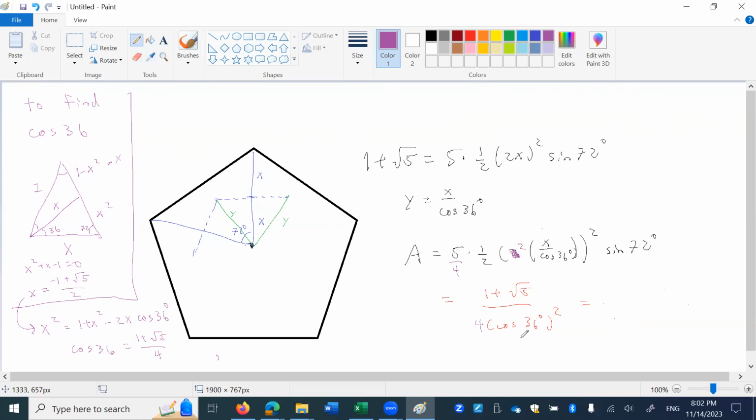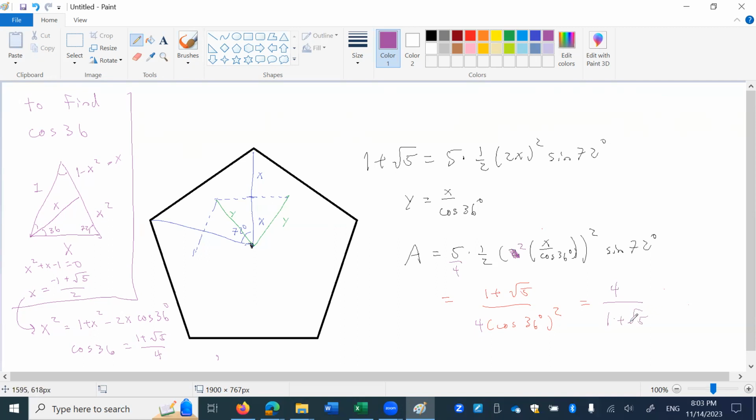Now the cosine of 36 degrees is 1 plus root 5 over 4. And so I'm going to square it. And so one of the root 5s is going to cancel with the numerator, and one of the 4's is going to cancel with this 4. So, oh yeah, I didn't make a mistake. So I'll have 4 over 1 plus root 5.